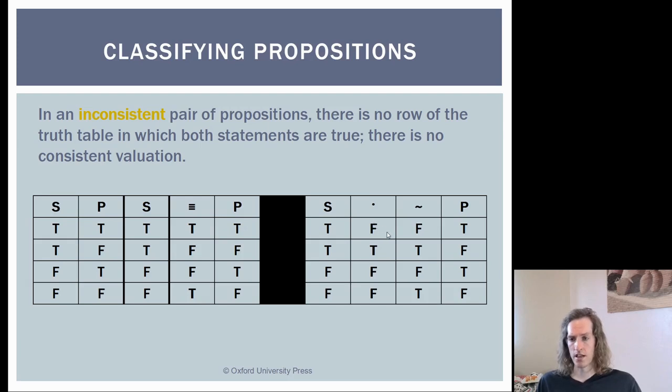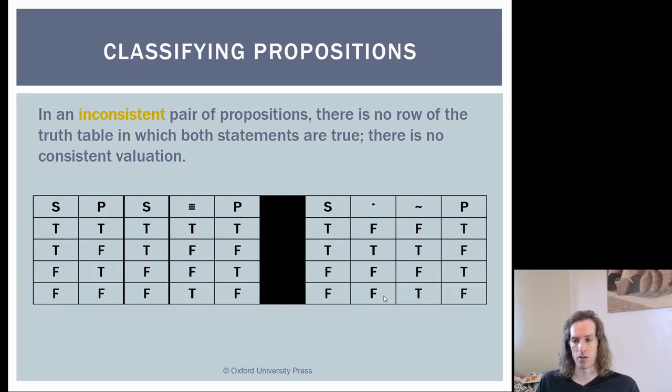So we can see that in the first row, the biconditional is true and the conjunction is false. In the second row, the biconditional is false and the conjunction is true. In the third row, they're both false. And in the fourth row, the biconditional is true where the conjunction is false. So we have no single row where both of these statements are true at the same time.